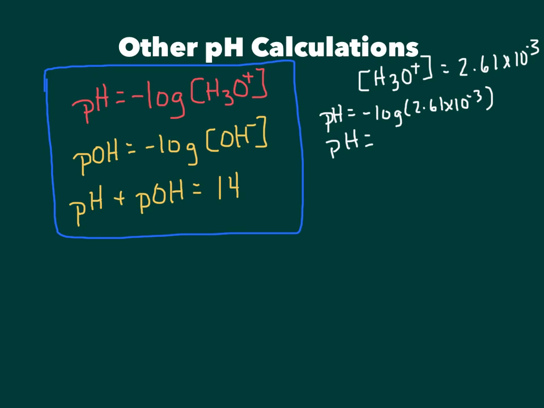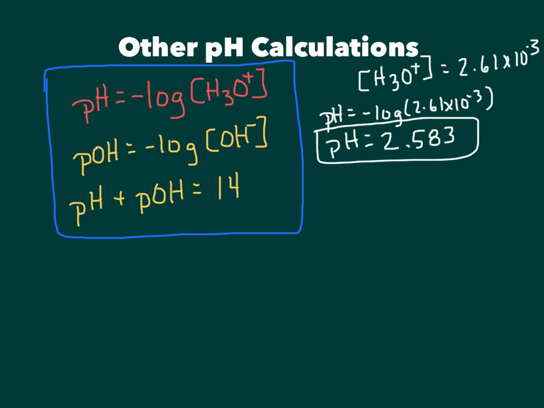Here's what you got to know. The number before the decimal does not count for sig figs. And so this had 3 sig figs up here, 2.61, and so those 3 sig figs come after the decimal. So this is going to be really 2.583 for the pH on this. I'm not going to be terribly picky on the sig figs, but that's the correct way to do it.